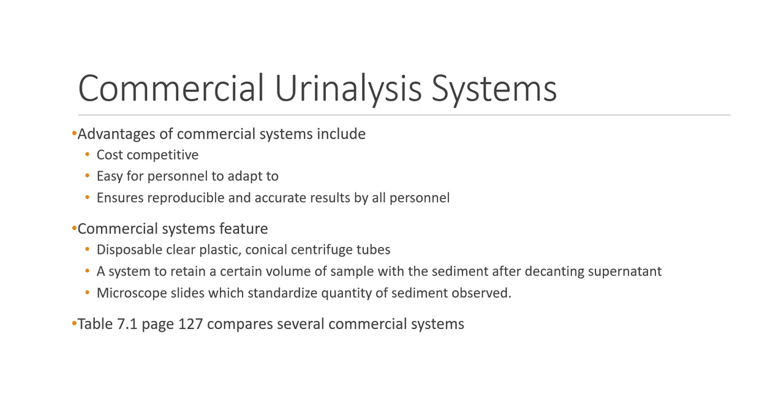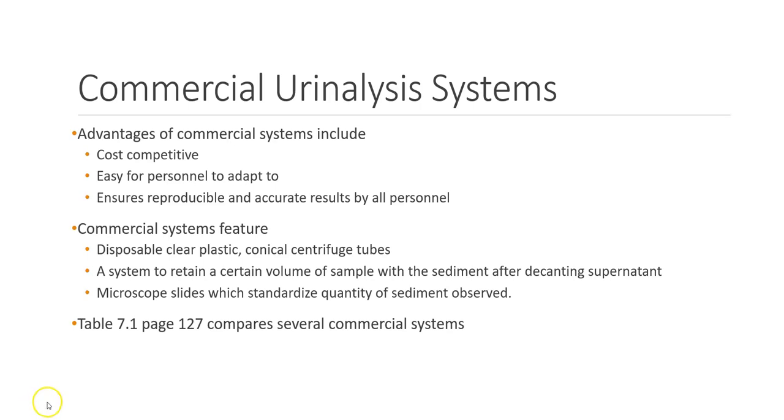The commercial systems feature a disposable clear plastic conical centrifuge tube, and a conical tube has a V at the bottom to where the sediment will collect. They also have a system to retain a certain volume of sample with the sediment after decanting the supernatant. This is a really important step because prior to this, we all just decanted and shook it a couple times. You may shake it 2, I may shake it 3, so the volume of sediment we were observing was not the same. They also provide microscope slides with a standardized quantity of sediment to be observed.